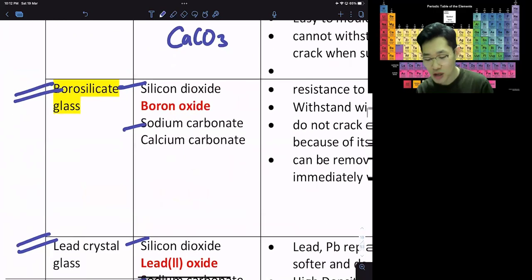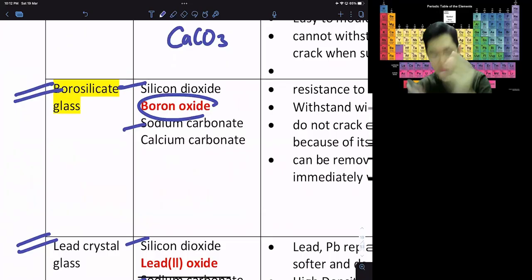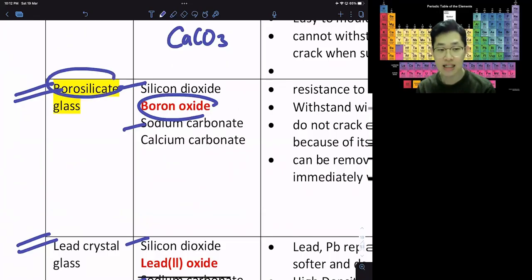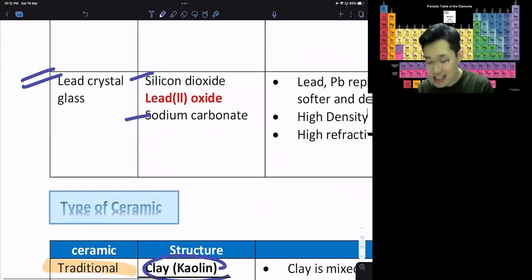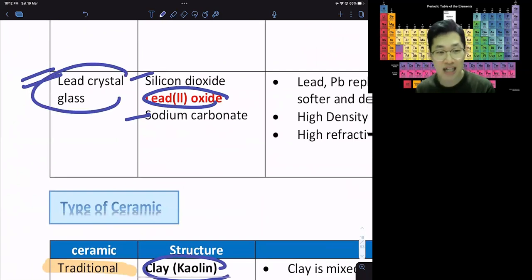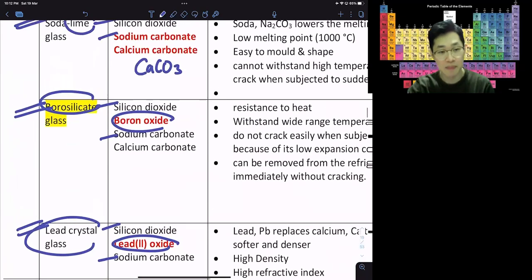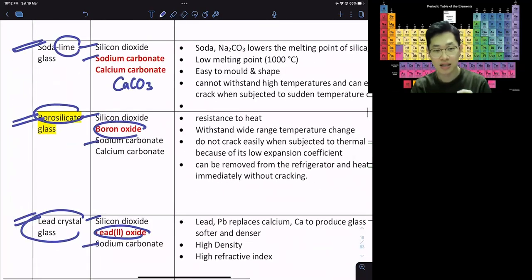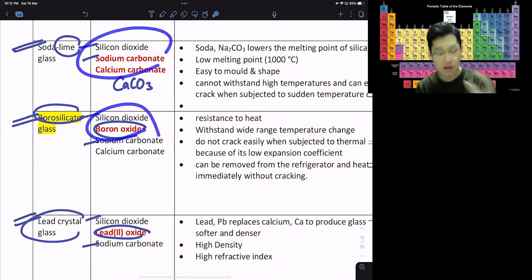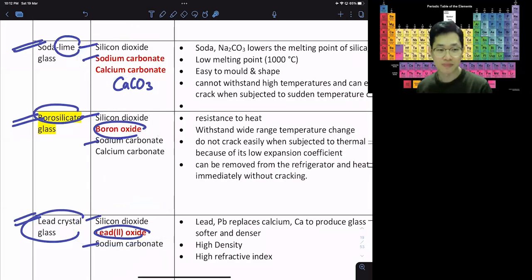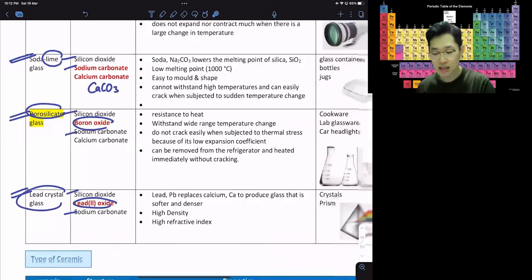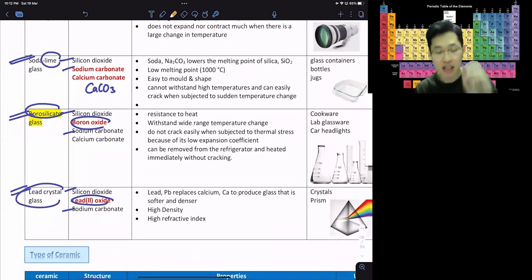Okay, then when you have boron oxide, borosilicate. When the glass has lead, crystal glass. So borosilicate, lead crystal, and also soda lime. You can remember the 3 compositions, very good already. Then don't forget, this is also very important, the specific properties for each of the glass.